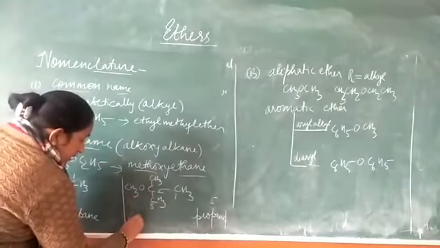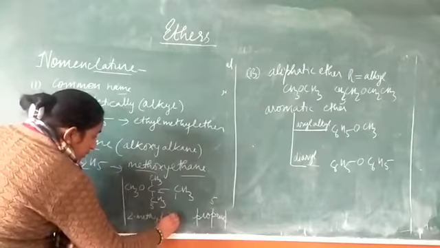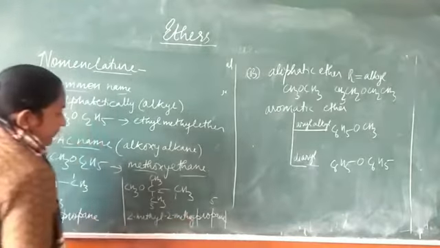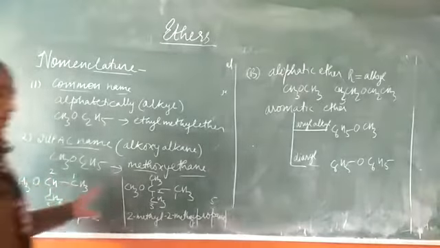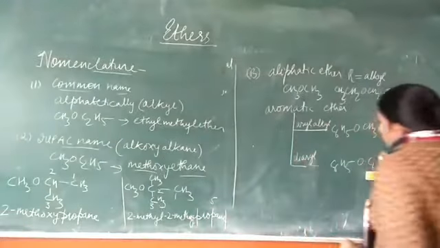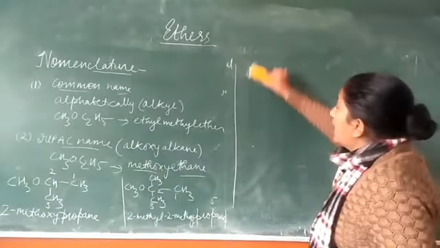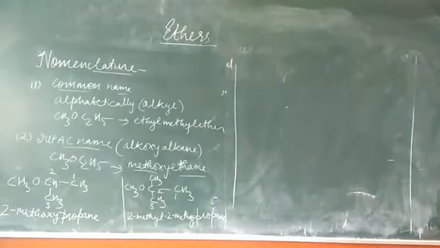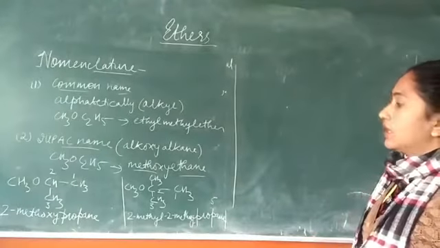So it is 2-methyl-2-methoxypropane, right? While naming by IUPAC, you have to follow the order of alkoxyalkane, and the alkane will be the alkyl group having the larger number of carbon atoms, right? And the alkoxy will be the one having the smaller number of carbon atoms.